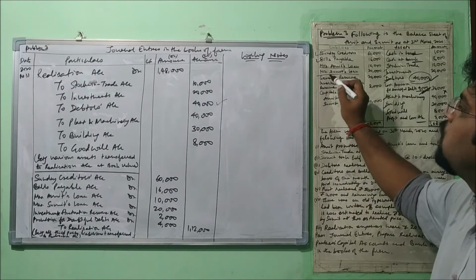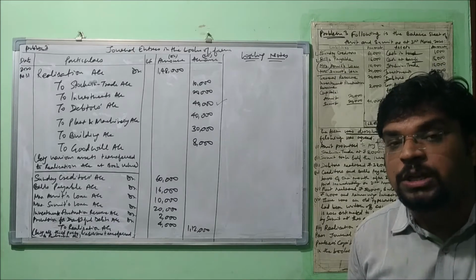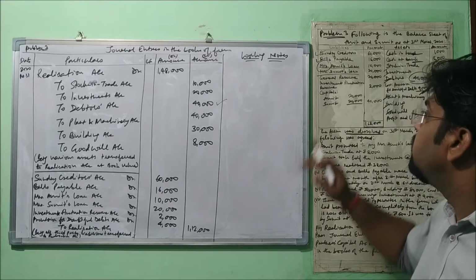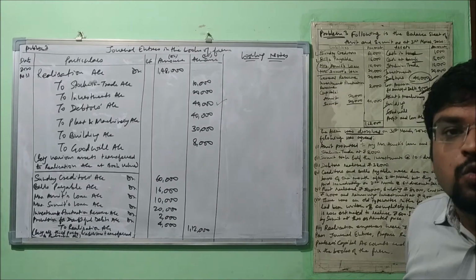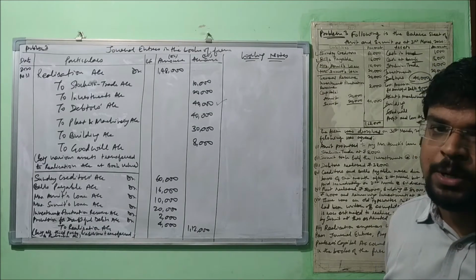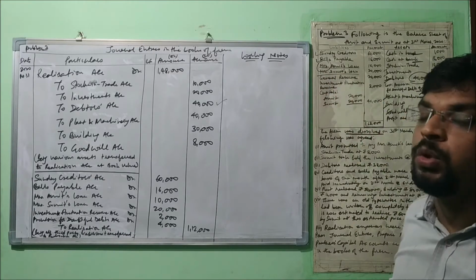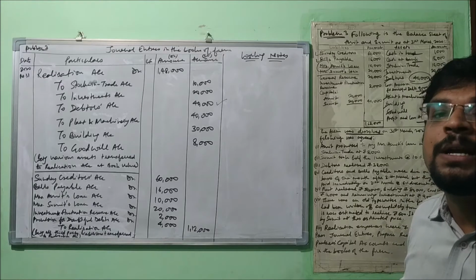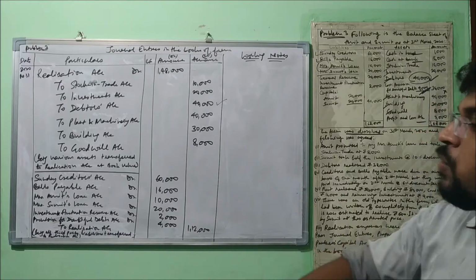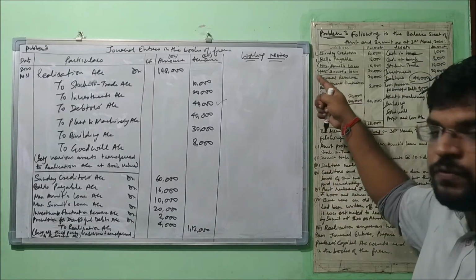See, this is there to confuse you. Actually, these are their wives' loans, not their own loans. Mrs. Amit's loan means Amit's wife's loan. So that is a third party liability, not a second party liability. If in place of Mrs. Amit's loan it was written only Amit's loan, then it would have been a second party liability and here we wouldn't have transferred it. Understood the point? So this is there just to confuse.